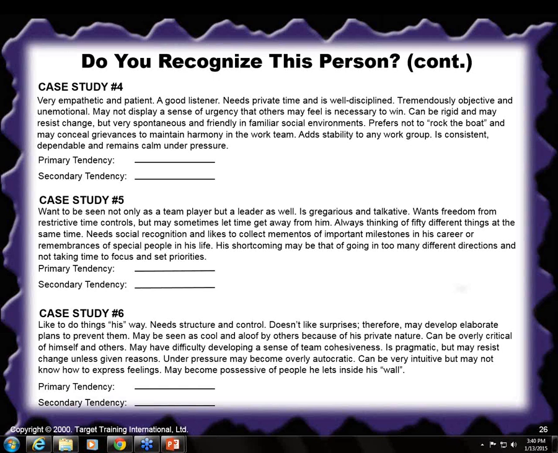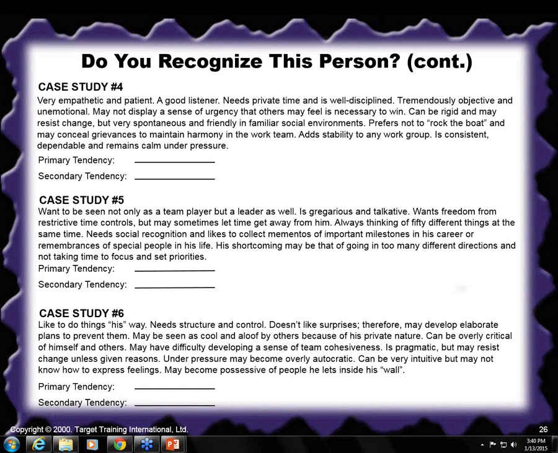May be seen as cool and aloof by others. Again, compliant, C, because of his private nature. Can be overly critical of himself and others. Again, looking for perfection. May have difficulty developing a sense of team cohesiveness. That happens. Is pragmatic, but may resist change unless given reasons.